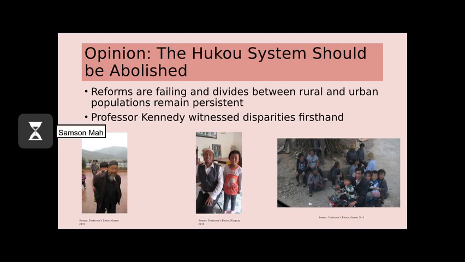On the other hand, there is also debate on whether or not the hukou system should be completely abolished. Those that believe the system should be abolished believe that the existence of the system institutionalized inequalities between rural and urban residents and consolidates the government's administrative control over the population. Professor Kennedy witnessed this impact of the hukou system firsthand, and here are some pictures to demonstrate rural residents being left behind because of the inherent flaws in the system.